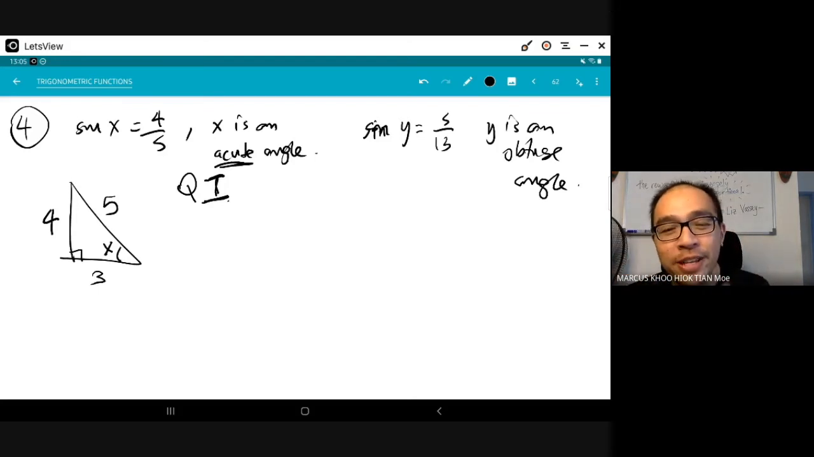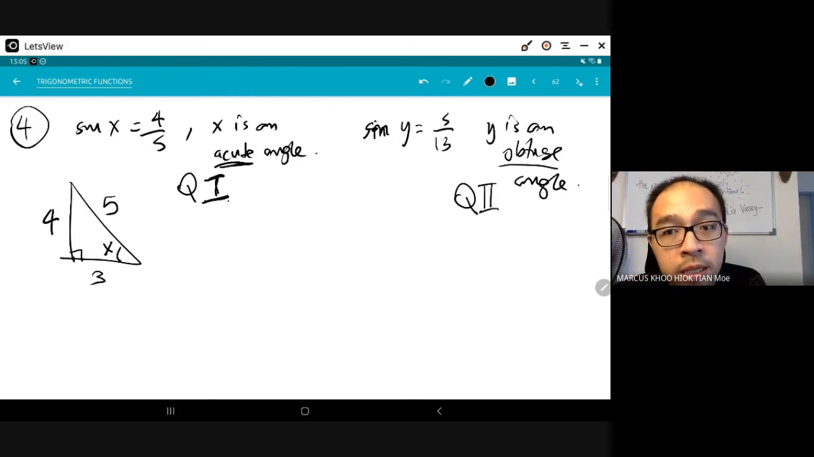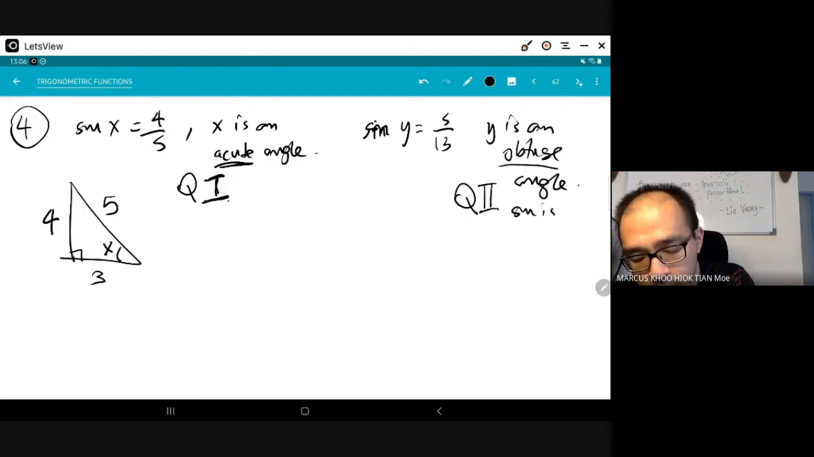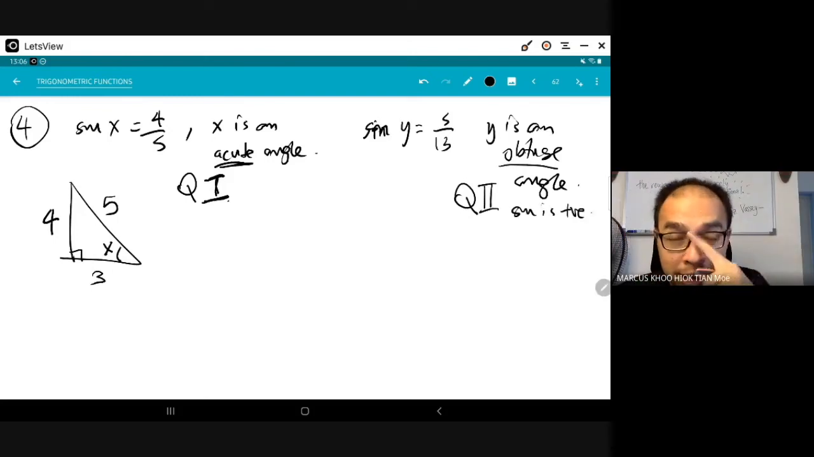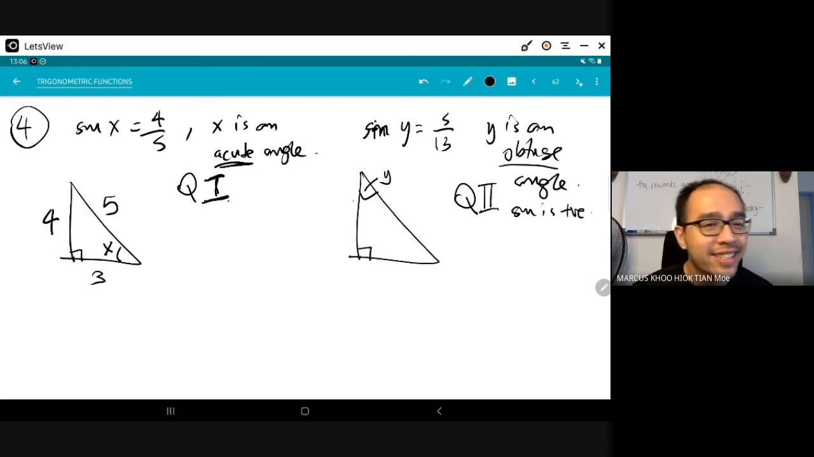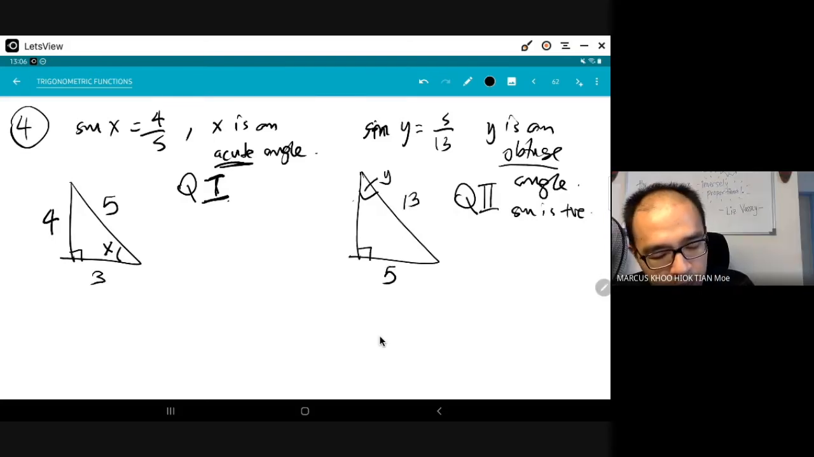Now, y is an obtuse angle. What does obtuse mean? Quadrant 2. Now in quadrant 2, only one thing is positive: sine, cos, or tangent? Sine. Only sine is positive, so the rest must all be negative. Bear that in mind. Now just for fun, I'm going to put y over here just to annoy all of you. Where is 5 and where is 13? And what is the missing piece? The hypotenuse is 13. What is the missing piece? 12. The missing piece is 12.